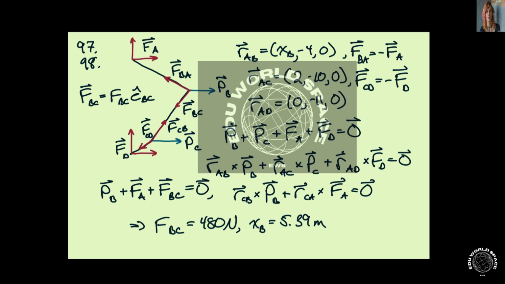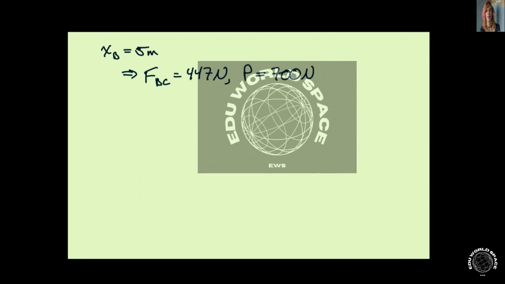Now in problem 98, we simply have different unknowns, and we want to figure out what the horizontal force here would be if this distance was 5 meters. So now we're given XB and we don't know PB. So it's the same exact analysis, but now we have a different unknown. We have this, and we want what this will be. We go through that, and we just get that PB in that case turns out to be 700 newtons.